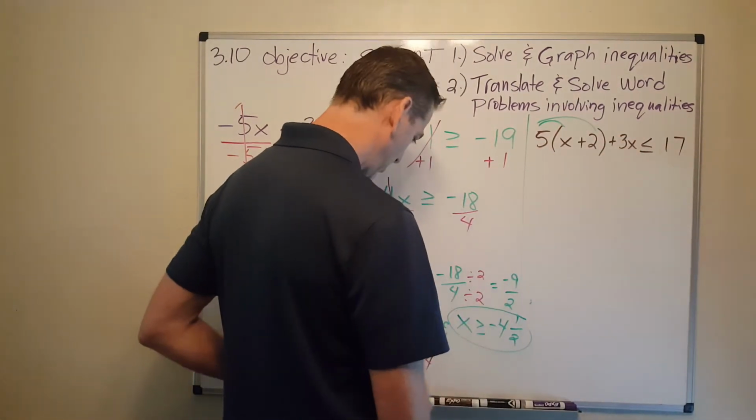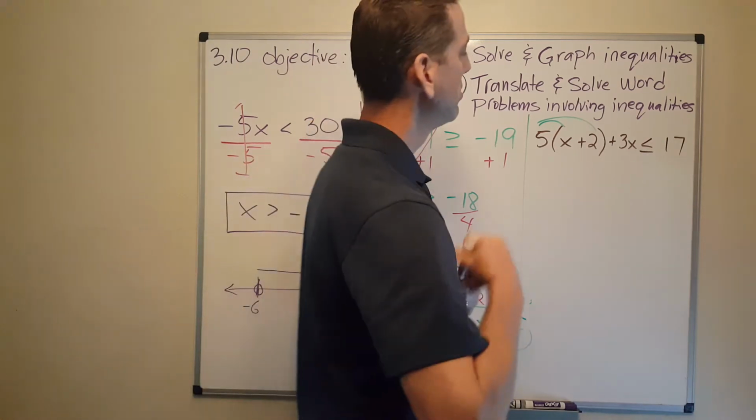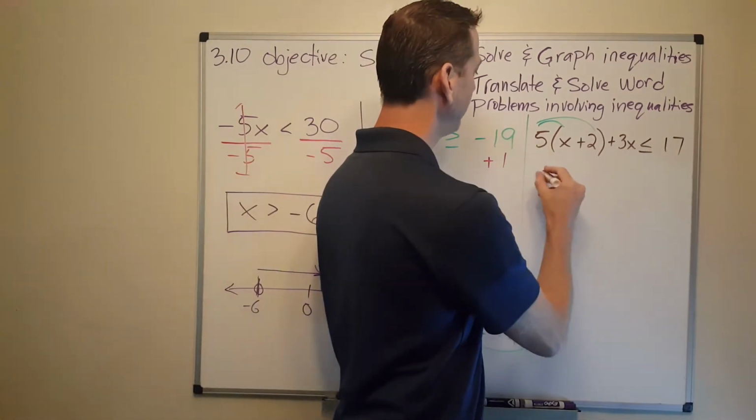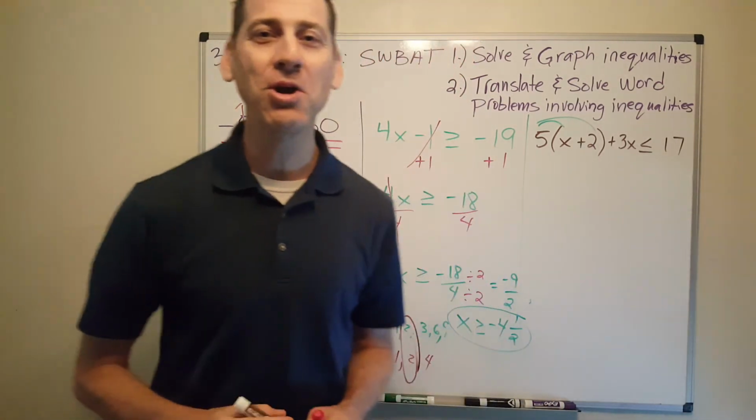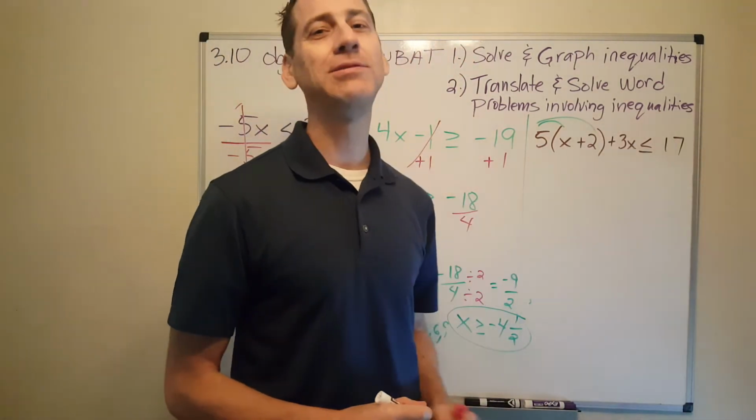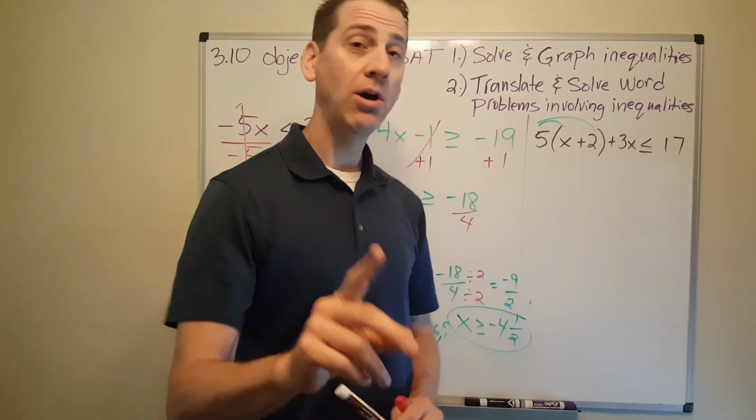I'm going to get the appropriate color here. So 5 times x is 5x. Boom! Before I do this, I always forget this. Pause the video. See if you can solve this inequality on your own.